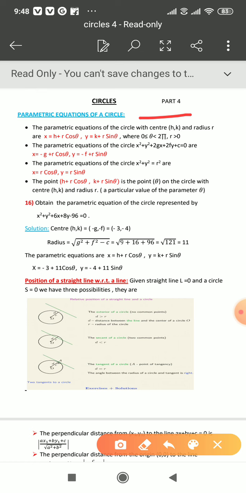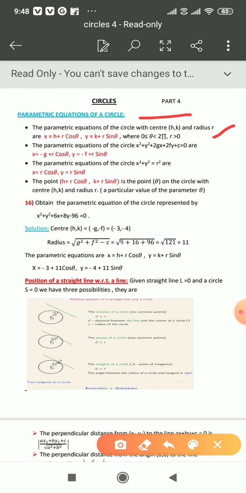So what are the parametric equations? If the center of the circle is (h, k) and the radius is r, then the parametric equations of the circle are x equals h plus r cos theta, y equals k plus r sin theta. Here (h, k) is the center of the circle and r is the radius.